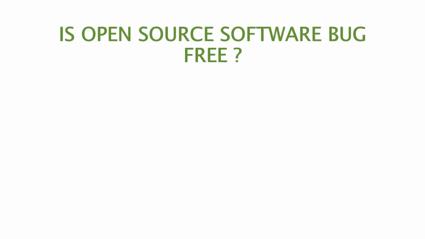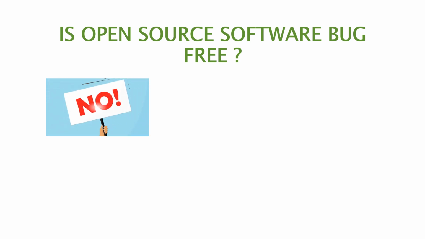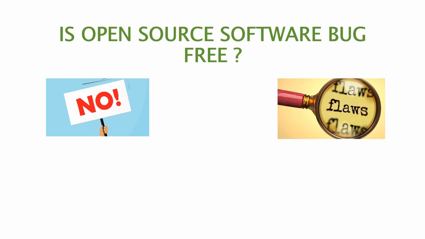Is open source software bug-free? The short answer is no. No matter the type of software, open source or commercial, code flaws will exist. With multiple parties making modifications and improvements, it's inevitable that open source software will contain quality, performance, and security flaws. However, the broad base of code contributors can also mean that bugs are identified and fixed faster.